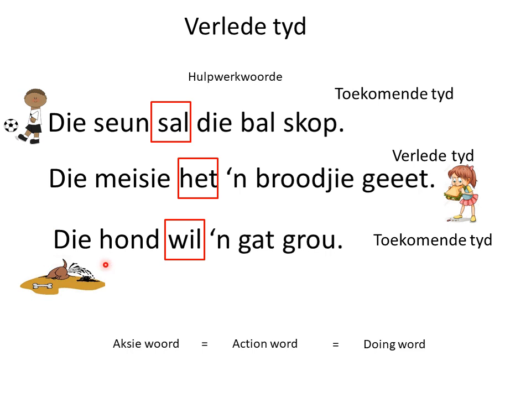Last example, die hond wil 'n gat grou. The dog wants to dig a hole. The hulpwerkwoord is wil and the main werkwoord is grou, which means dig. And this is an example of future tense, toekomende tyd. But for today's exercise, we are only focusing on verlede tyd. This middle sentence here, and I'm going to teach you how to properly do this middle sentence. The other two sentences we will learn later on.